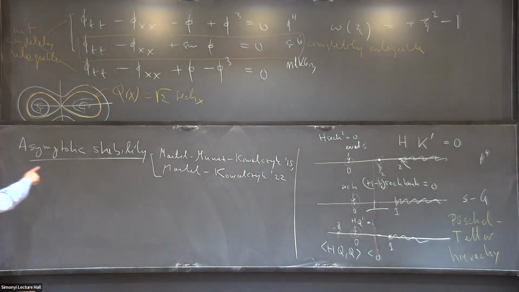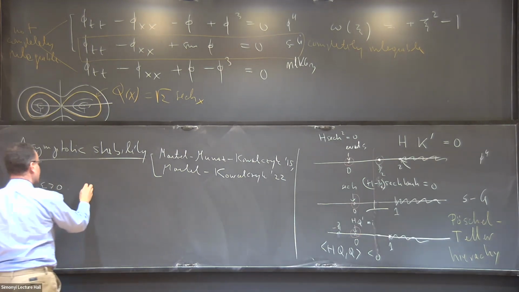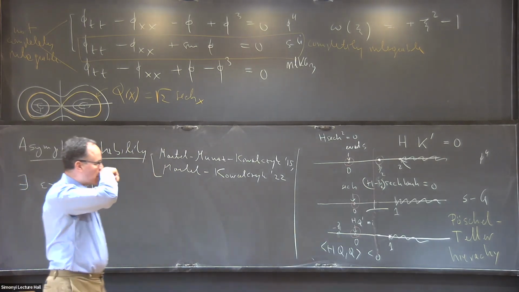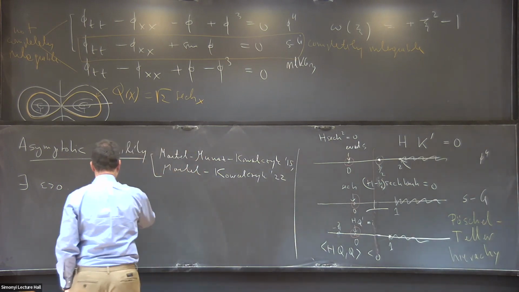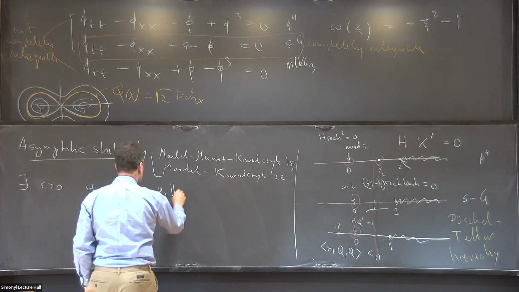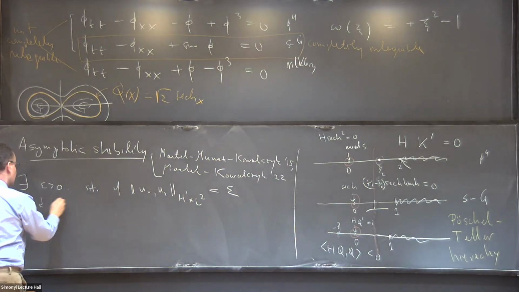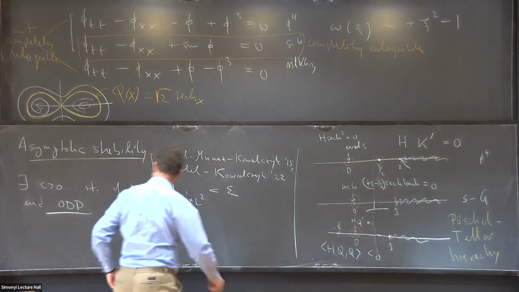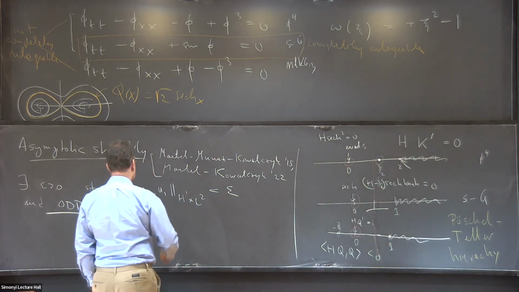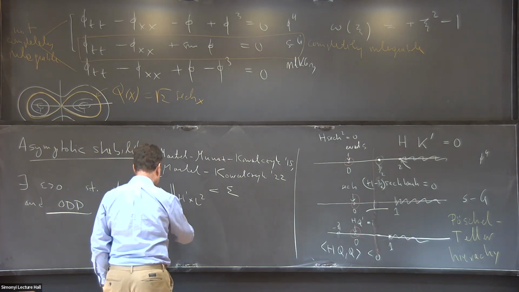What they observed is that there exists an epsilon positive such that, just like before, I will not recycle everything over there to save time, such that if the norm of U0, U1 in H1 cross L2 is less than epsilon, and they are odd, because if they're not odd, the creature starts moving, and you also see the threshold resonance, then you have asymptotic stability of the field.